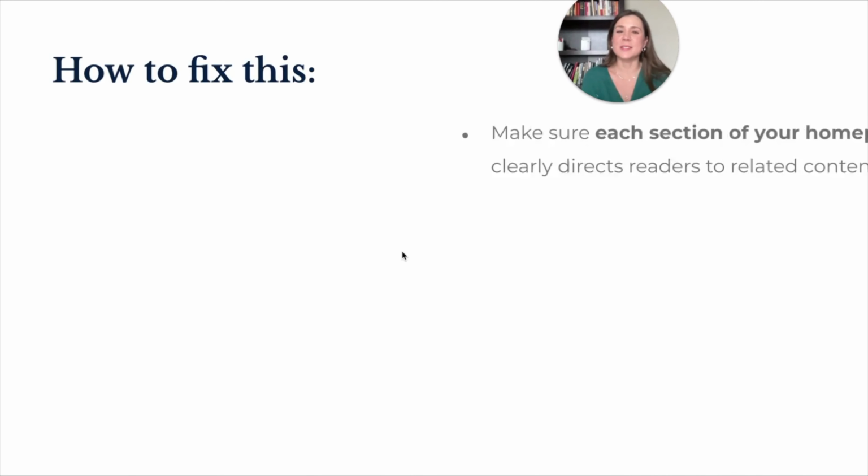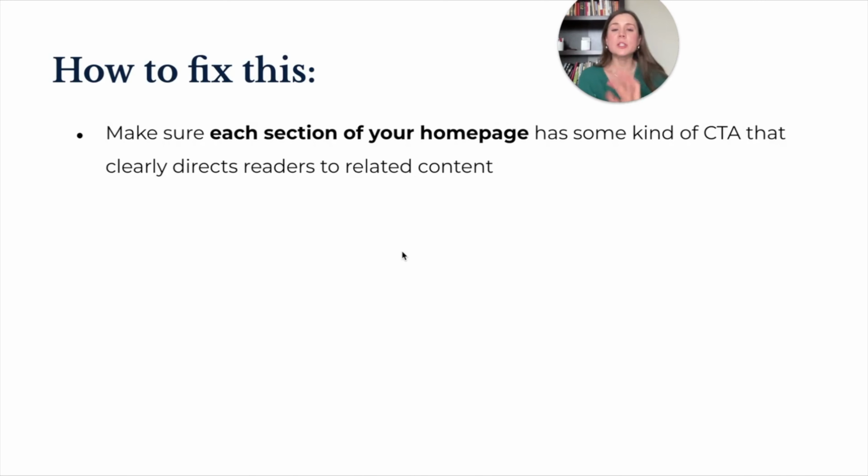So how do we fix this? Make sure each section of your homepage specifically has some kind of CTA that clearly directs readers to related content. So on your homepage, if below your header you're creating an About Me section, we should have a very obvious next steps kind of button or something that navigates them from that homepage to maybe your About page and so on.